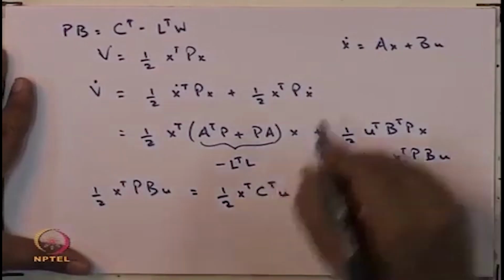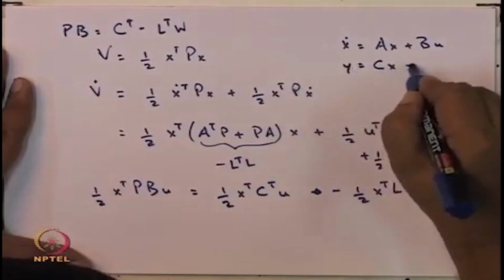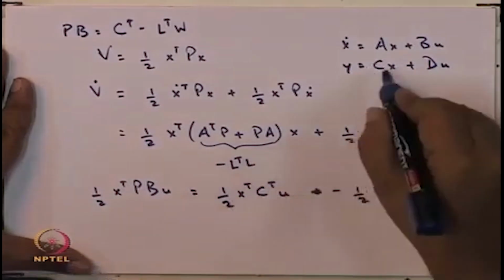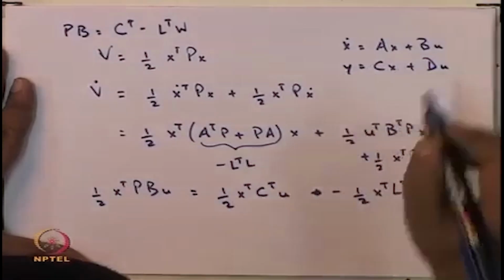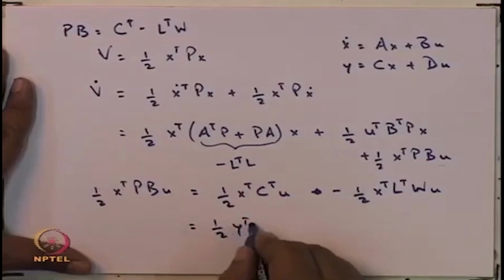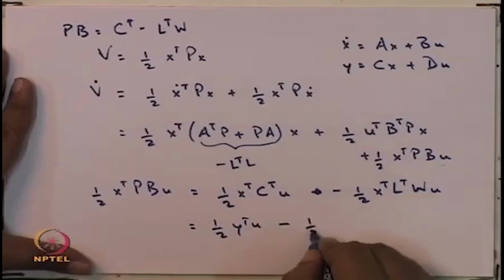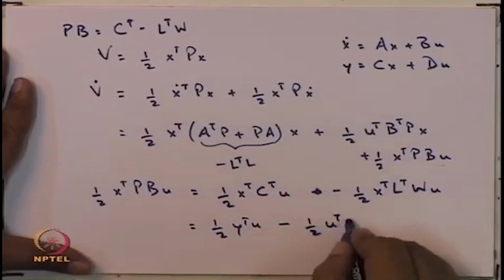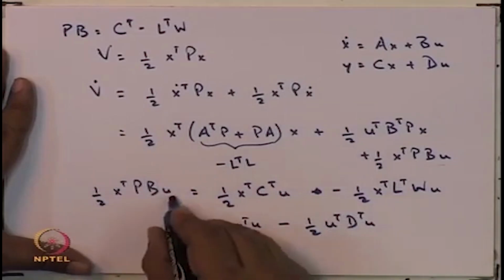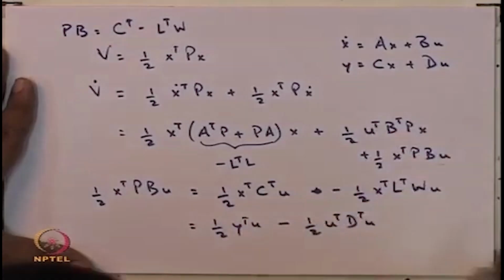Okay. Now, if you look at the output equation of the linear plant, you have y is equal to C x plus d u, and so the C x I can substitute as y minus d u, and once I do that, I get a half y transpose u minus a half u transpose d transpose u. So, this is from this x transpose P B u. From this other thing, you would get exactly the transposes of this.